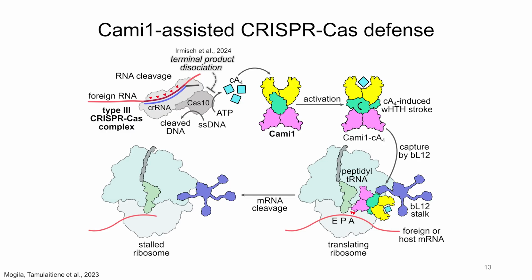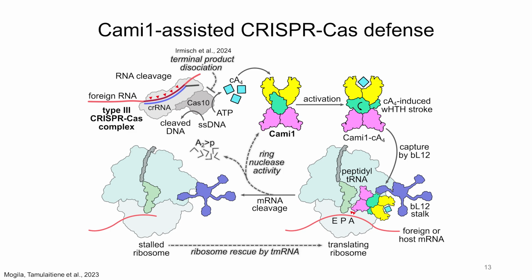And when the bacteria overcomes the infection, it should somehow come back from this translation-inhibited state. So in a separate study, we observed that the RNA cleavage products leave the CSM complex. They deactivate the Cas10 protein, so it shuts down the production of cyclic adenylates. The leftover cyclic adenylates are degraded by the CARV domain, and the ribosomes are rescued using specific ribosome rescue pathways that are known from the literature.